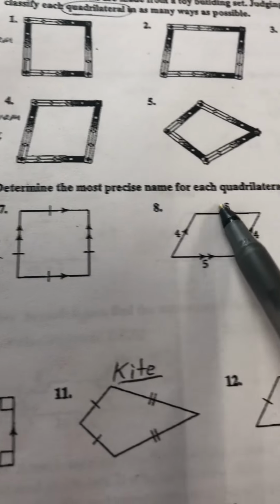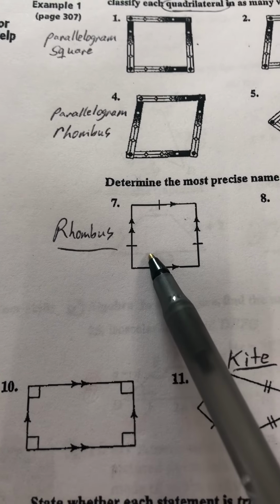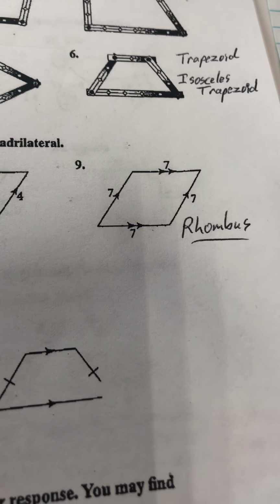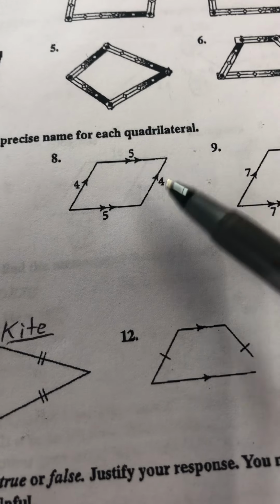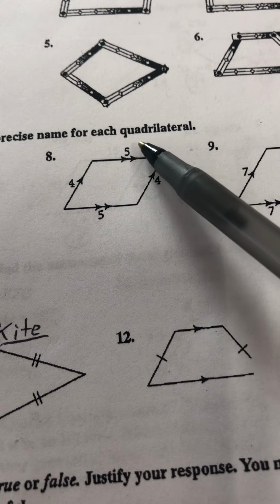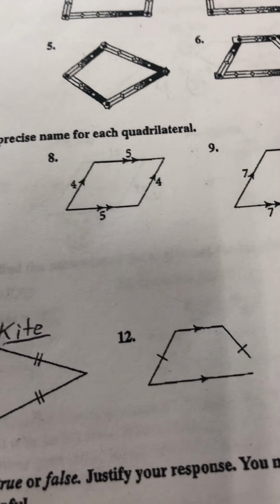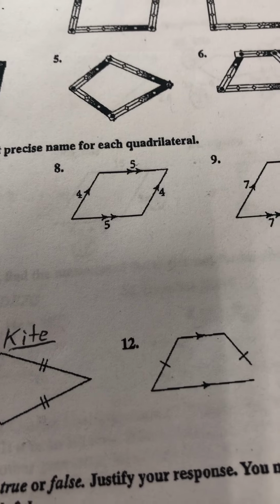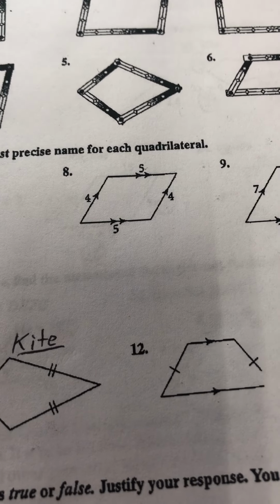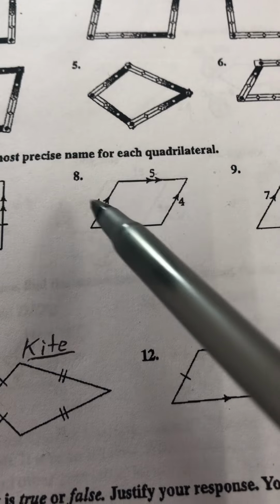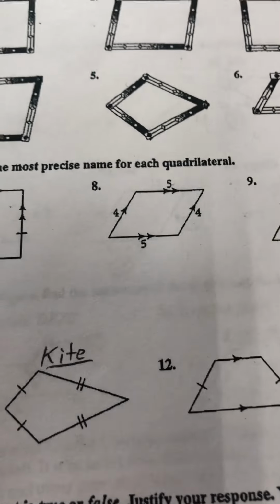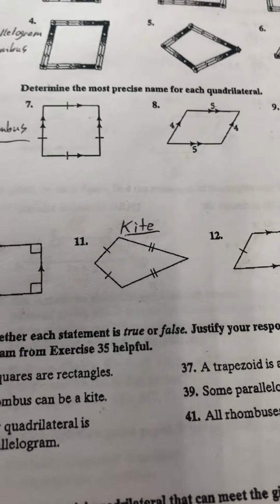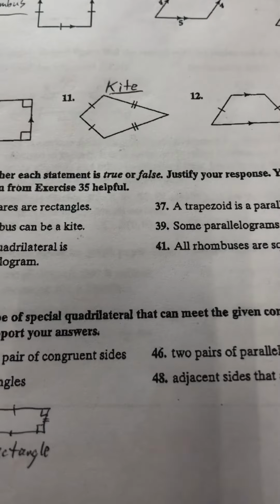Determine the most precise name for each quadrilateral. We're going to go with rhombus on this one for number seven. And for number nine, we're going to go with rhombus again. This one can't be a rhombus because the sides are different. So what would you call that with opposite sides being congruent, but not 90-degree angles? And all these are parallel. This one's parallel to that one. Okay. Moving on. This one, number 11, we're going to talk about a kite on that one.